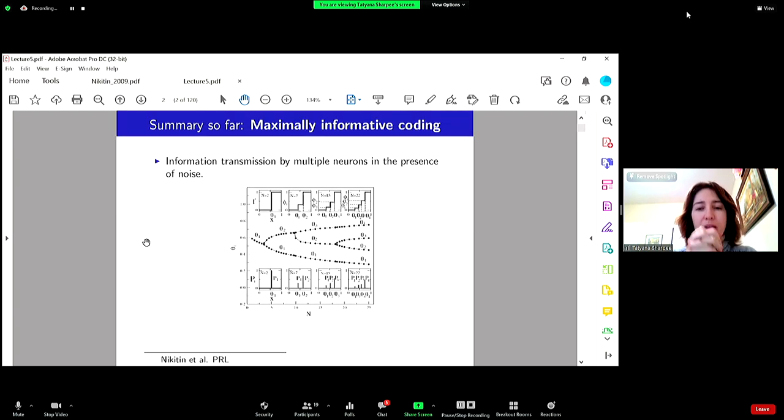Okay, so I wanted to summarize briefly what we did so far and where we are going. So we have discussed maximally informative coding, and we have discussed information transmission by multiple neurons in the presence of noise, and we observed that there are a series of phase transitions. So there are different noise models and different applications, but as you decrease noise or increase the number of underlying discrete elements over which you are averaging, then the number of states follows a branching process and increases exponentially with this number n.